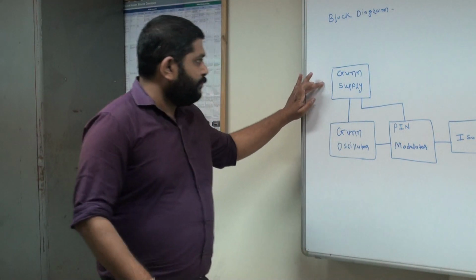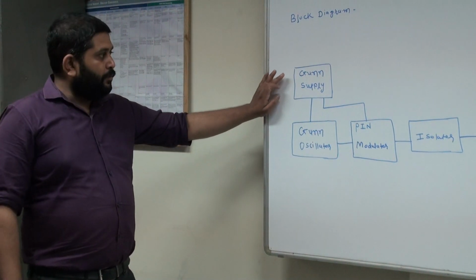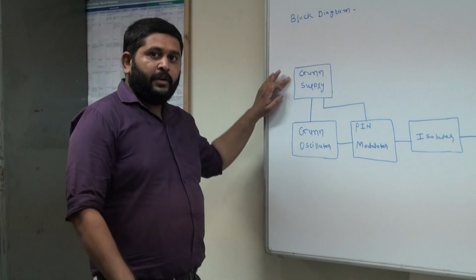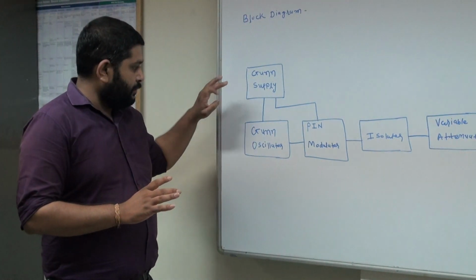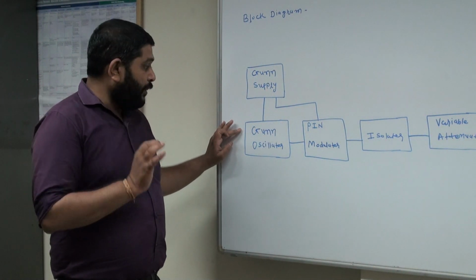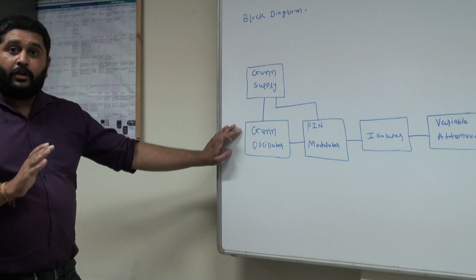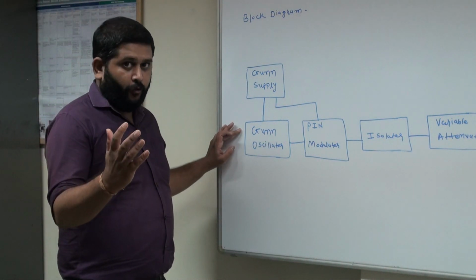And we will start with the first block, the gunn power supply. The gunn power supply has a low DC voltage of 0 to 10 volts, and that is given as the input to the gunn oscillator. The function of the gunn oscillator is to convert the low DC voltage into a continuous wave.